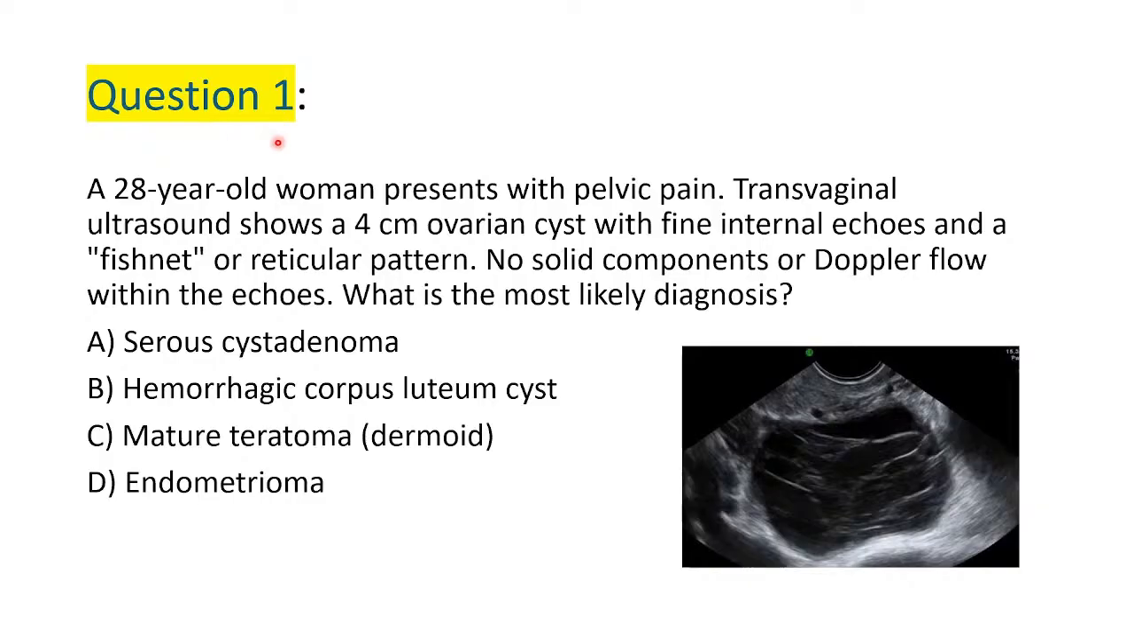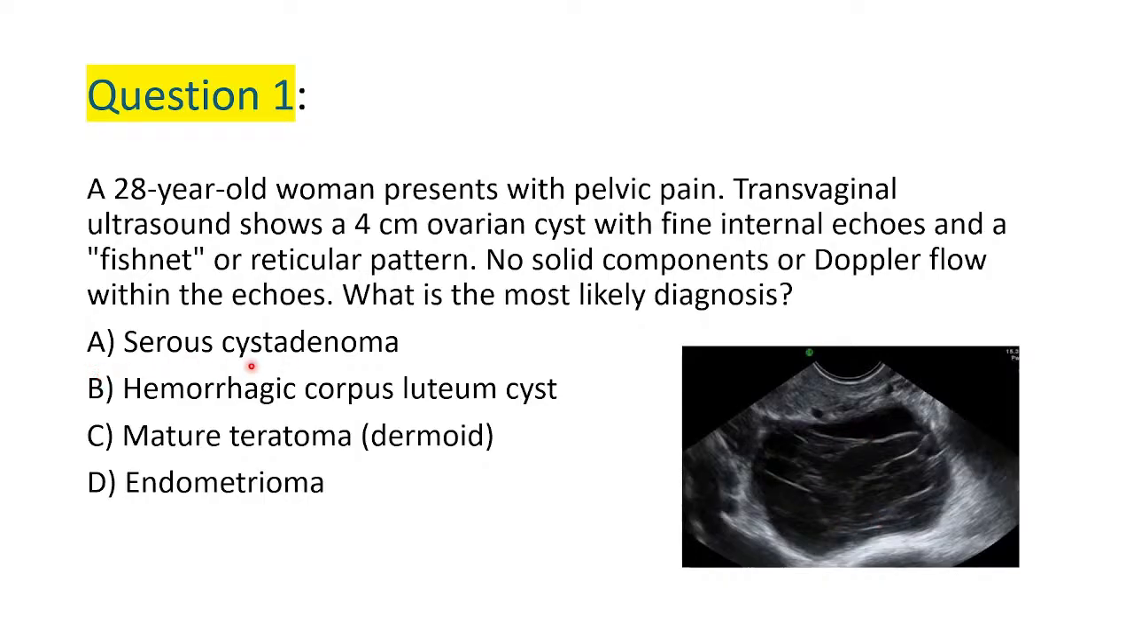Question number 1. A 28-year-old woman presents with pelvic pain. Transvaginal ultrasound shows a 4 cm ovarian cyst with fine internal echoes and a fishnet or reticular pattern. No solid components or Doppler flow within the echoes. What is the most likely diagnosis? So you can see this is the sonographic finding. That's the finding there. So what is this?